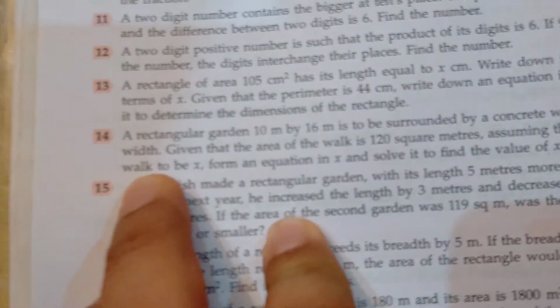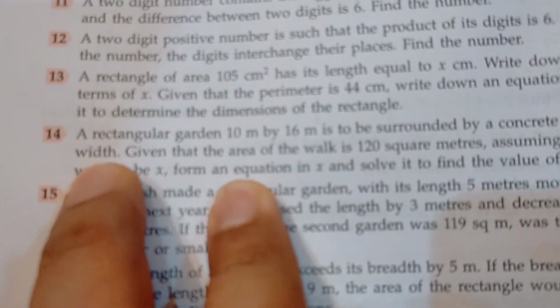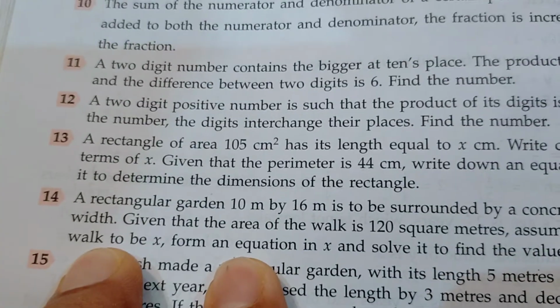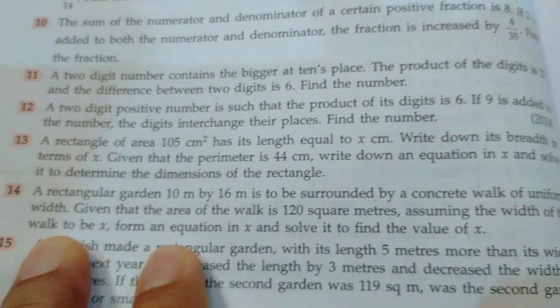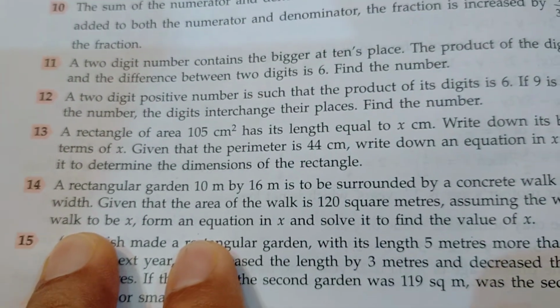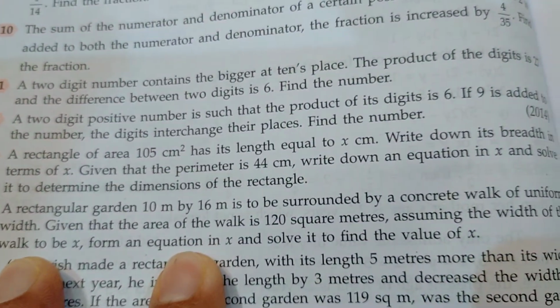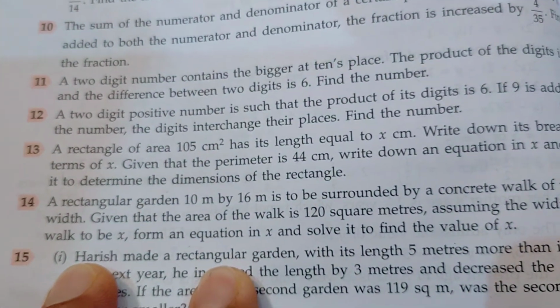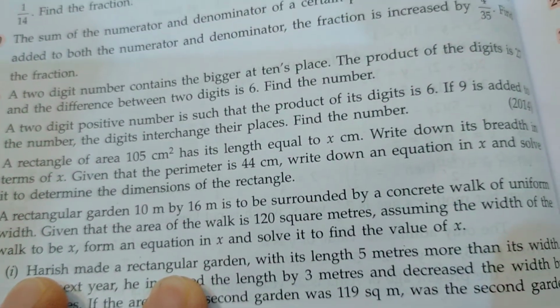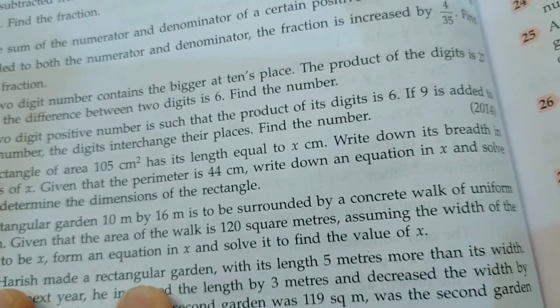For this next question, I want to give the hint to you. What is the question? First read out the question. The question is: a rectangular garden 10 meter by 16 meter is surrounded by a concrete walk of uniform width. Given that the area of the walk is 120 square meter, assuming the width of the walk is x meter, form an equation in terms of x and solve it and find the value of x.